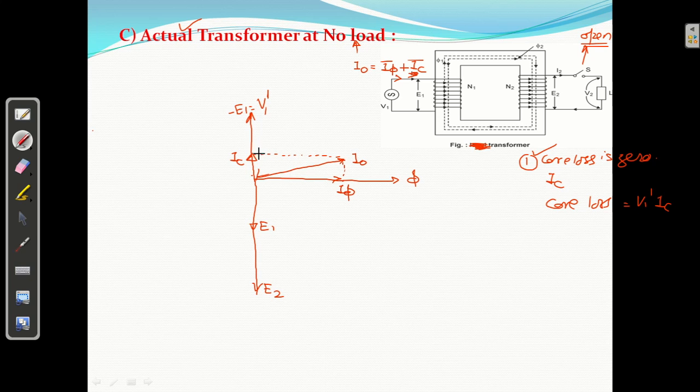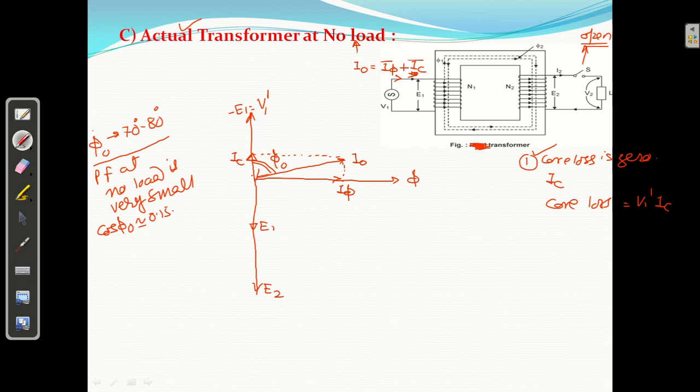And this angle is known as phi zero, the phase angle, clear? And phi zero, the phase angle, is around 70 to 80 degrees always. This means the power factor at no load is very small. What is power factor? Cos of phi zero, right? Cos of phi zero means cos of 70 to 80 degrees. So it is around 0.15 to 0.25. The power factor is very low: the no load power factor is 0.15 to 0.25.